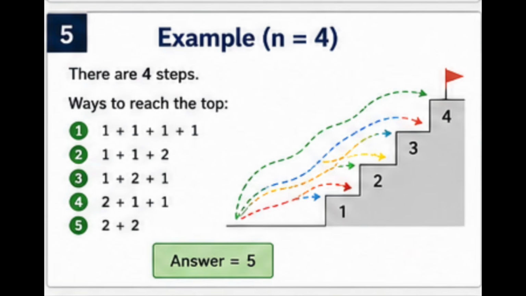Now, I want you to stop looking at the combinations. Instead, look only at the answers. For one stair, the answer is one way. For two stairs, the answer is two. For three stairs, the answer is three. And for four stairs, the answer is five. Does this sequence look familiar to you?